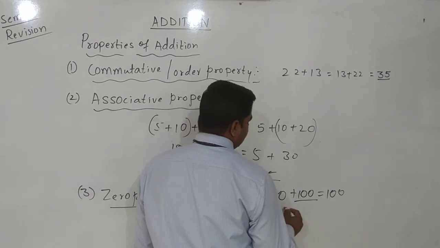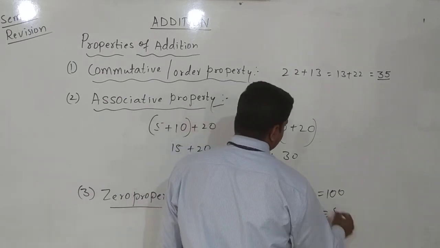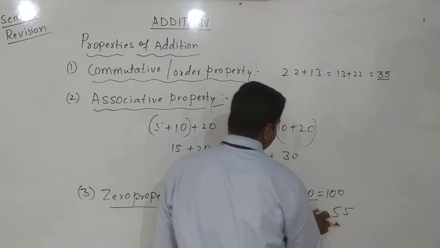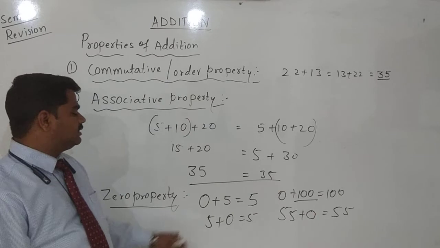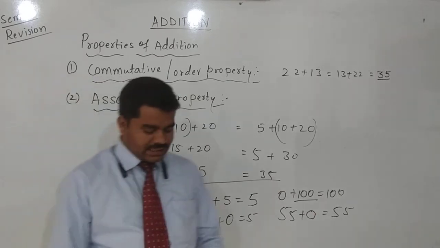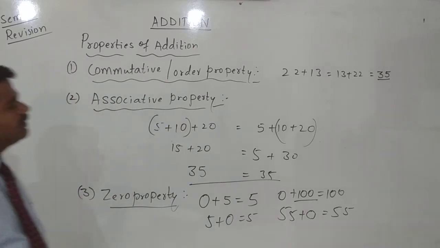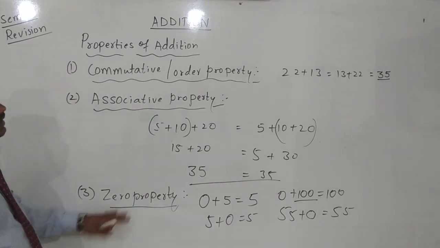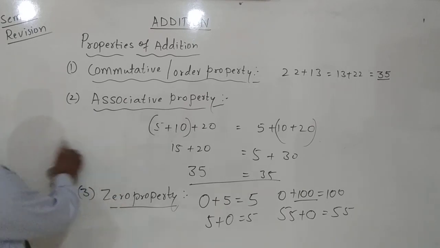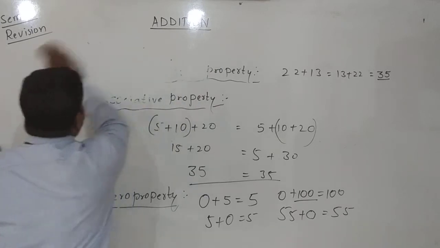Then here we can write 55 plus 0. This equals the non-zero number; here 55 is the non-zero number. This is the zero property of addition. The sum of any number and 0 is always the number itself. The sum of 0 and any number is always the number itself. These are the three main properties. You should remember these by heart, very simple.